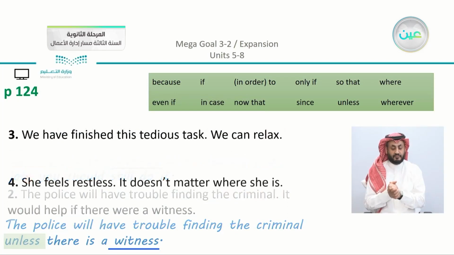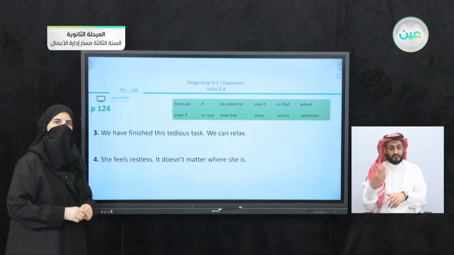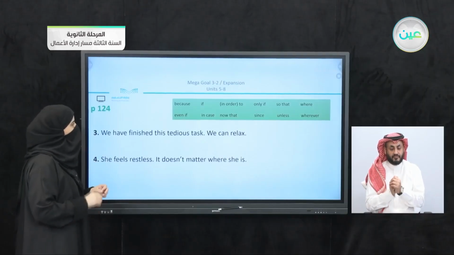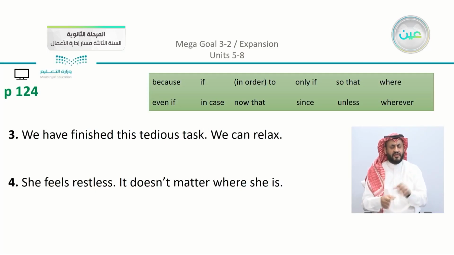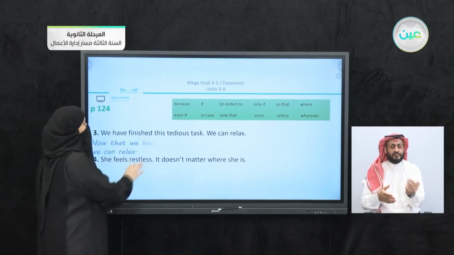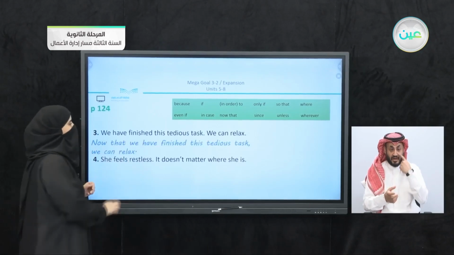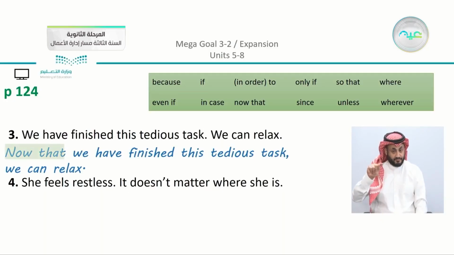Moving on, we have number 3. We have finished this tedious task. We can relax. So we're going to combine the two sentences and say, "Now that we have finished this tedious task, we can relax." So you can see that I used it at the very beginning of the sentence, which means, of course, that I have my comma. And also, just to revise here, there is a new word that we studied.